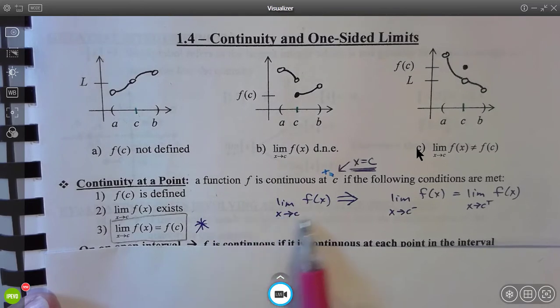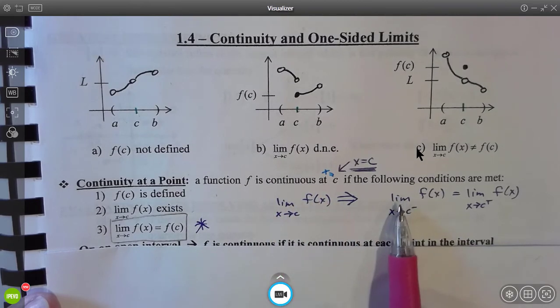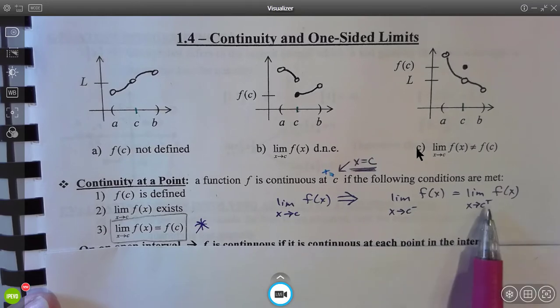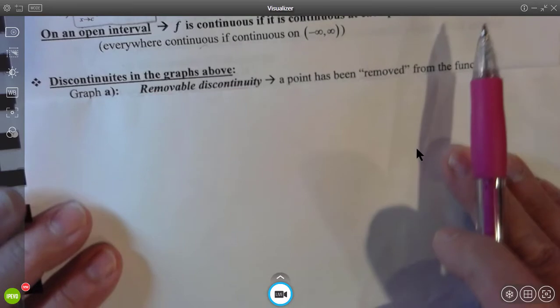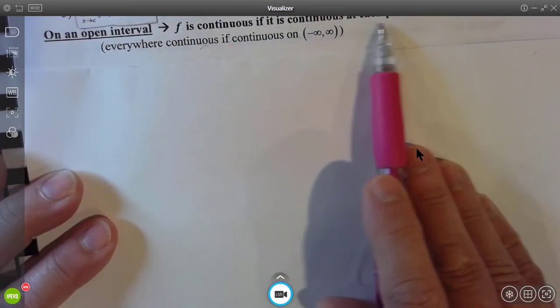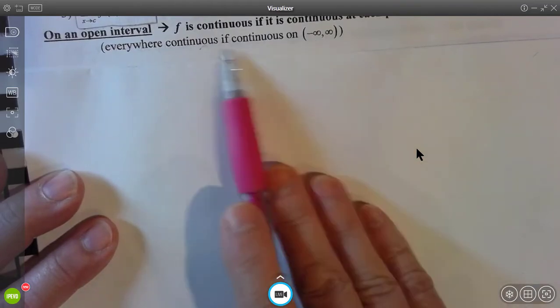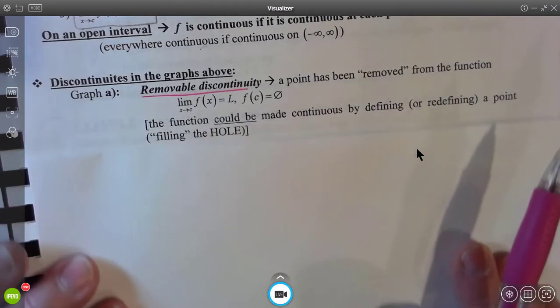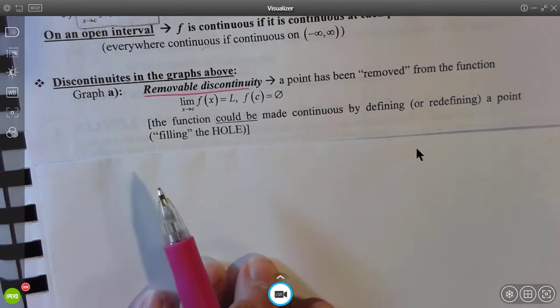Let's remember when we say the limit exists, that means when we are approaching from the left side and right side of c, that those values are equal. On an open interval, f is continuous if it is continuous at each point in the interval, everywhere from negative infinity to infinity. So we can talk about various discontinuities.